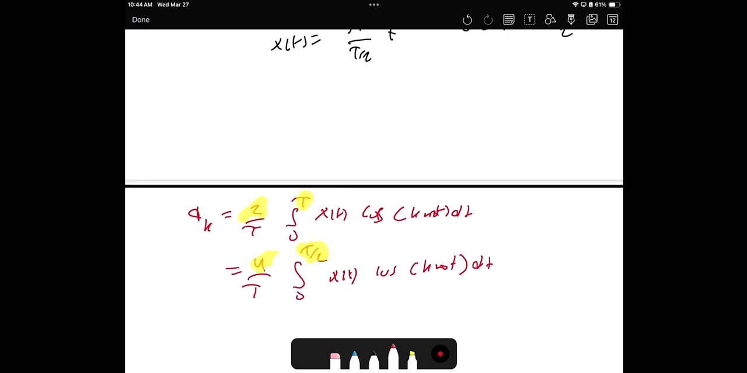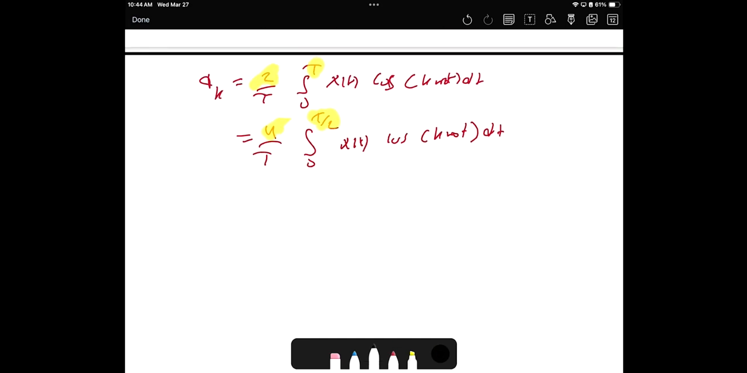A over t over 2 times t. So it will be 4 over t, then the integral from 0 to t over 2, substituting x of t as a divided by t over 2, times t cosine k omega naught t dt. Then let's put them on the other side.